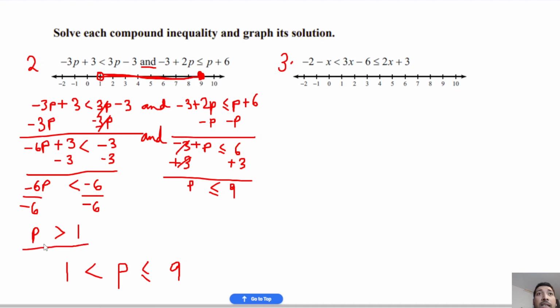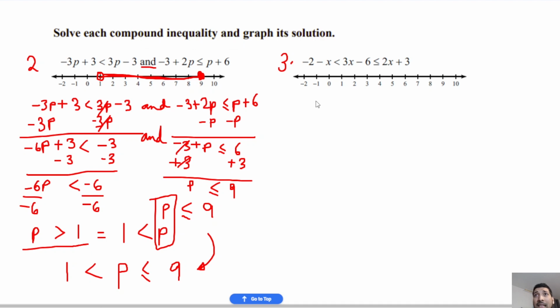Again, a quick note here is that p greater than 1 is same as 1 less than p. We can rewrite this inequality by reversing the side. So p greater than 1 is same as 1 less than p, and we have this p less than or equal to 9. We can just combine these variable at the center and we get this pattern. Perfect. Now let's try to work on number 3.